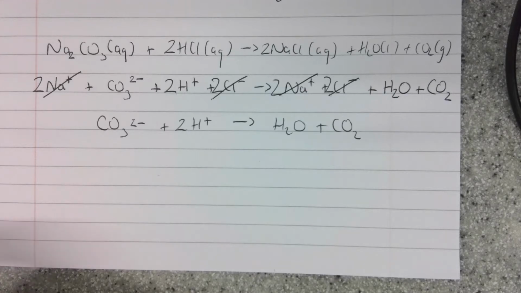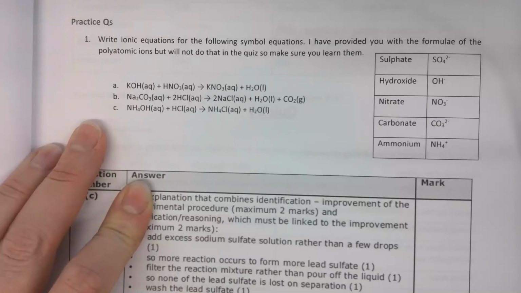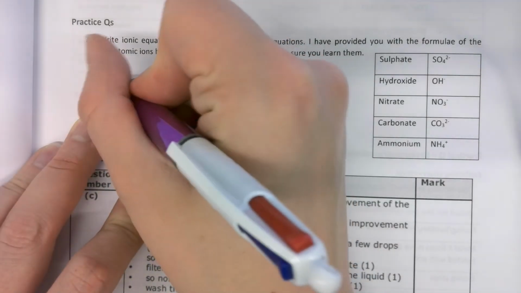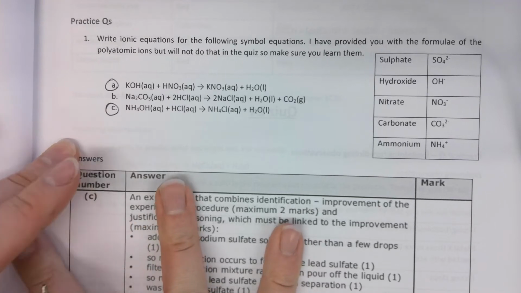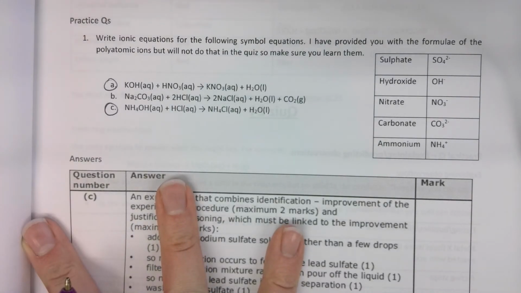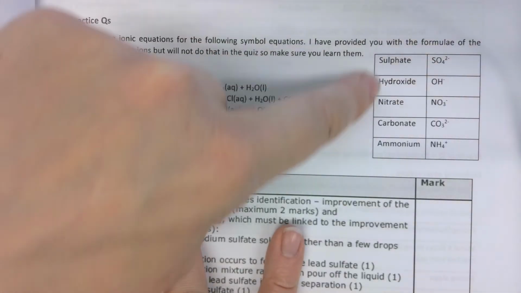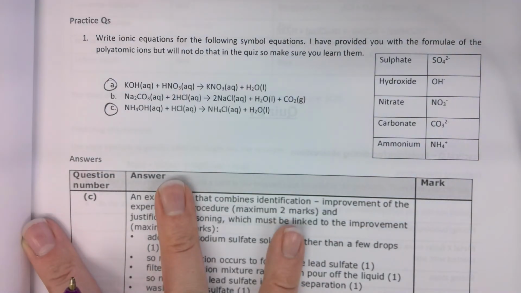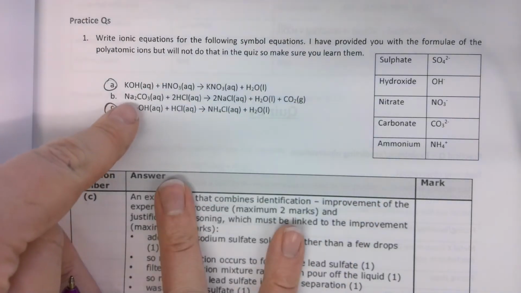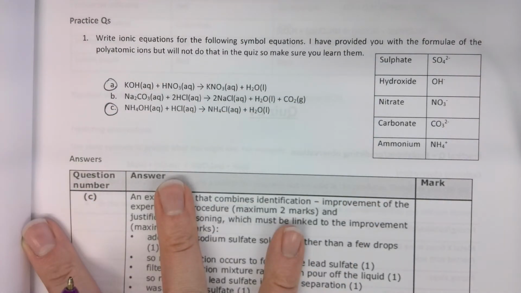Have a go. Boom. So I've just done B. Have a go at doing A and at doing C. So I've done B, you have a go at A and have a go at C. Press pause, have a go for yourself, and then press play. Conveniently here, I've also given you all of the formulas of your polyatomic ions, so make sure you're using that when you're splitting up your compounds into ions.